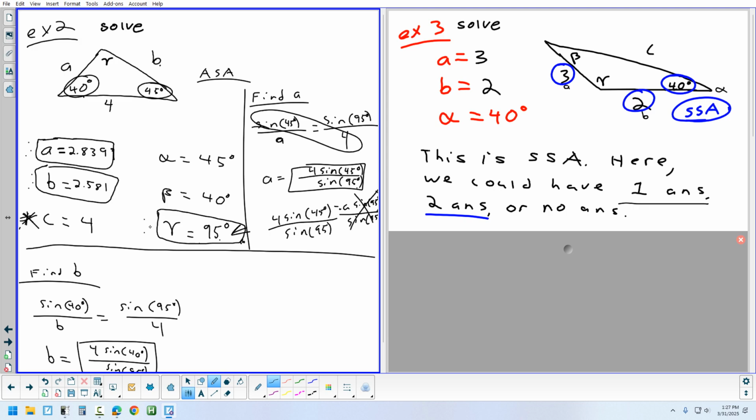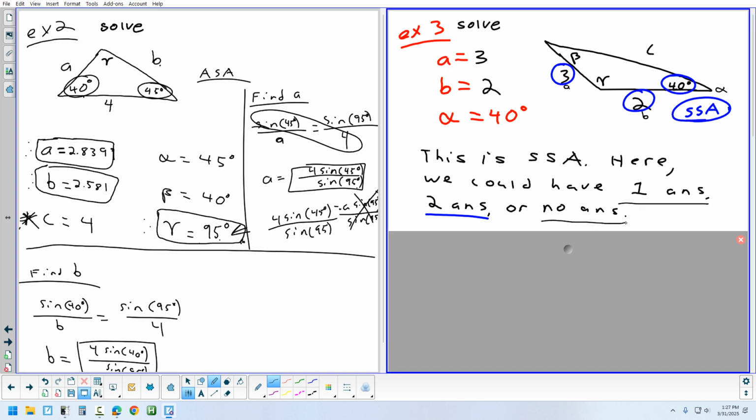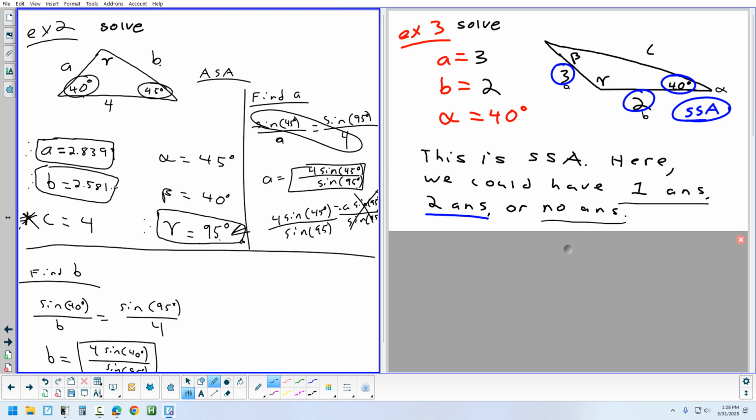Or the other thing that can happen is you end up with no solution. That means whatever information they gave you, it's impossible to make a triangle. That's the opposite of the two solution in terms of how much time it takes. Two solutions takes twice as long. No solution takes half as long, because you do one step and you realize after that one step, there's no solution.